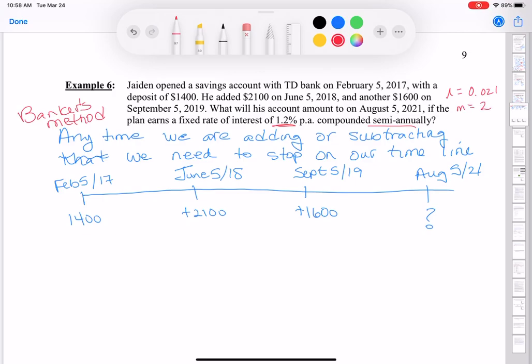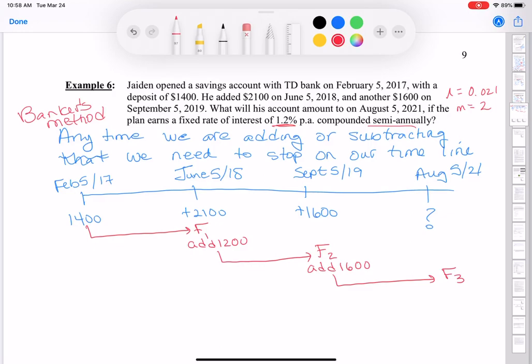So what's our plan of action? Well, we're going to take this $1,400 into the future, and we're going to find future value 1. And we're going to stop because clearly we are adding some money into the account. And when we stop, we're going to add the $2,100. And once we've done that, then we're going to move that money into the future and find future value 2. And we're going to stop again and add the $1,600. And after we've done that, we're going to move that money into the future and find future value 3.